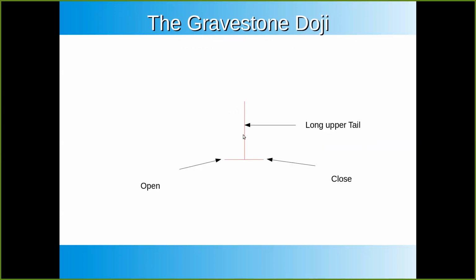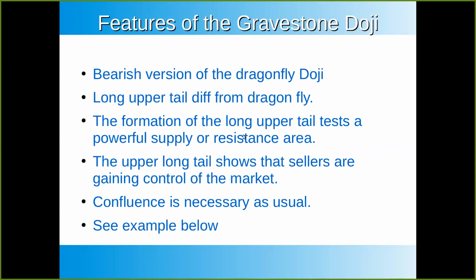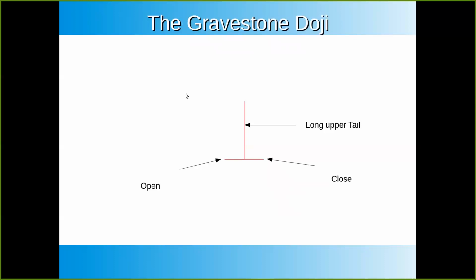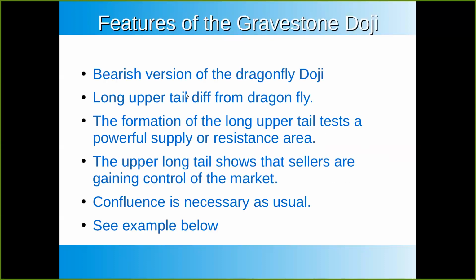Now this gravestone doji has some features that you have to pay attention to. Like I said, it is the bearish version of the dragonfly doji. It has a long upper tail. That is what differentiates it from the dragonfly doji. The formation of the long tail shows powerful supply.